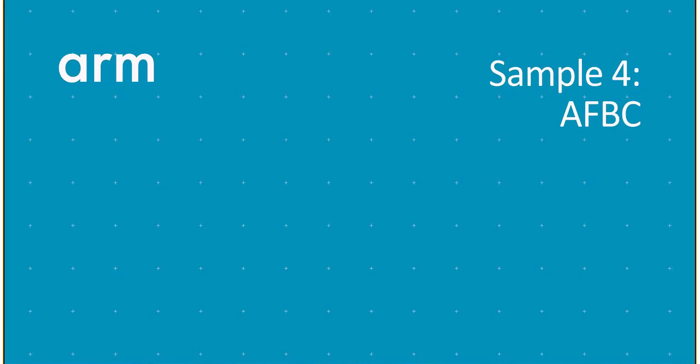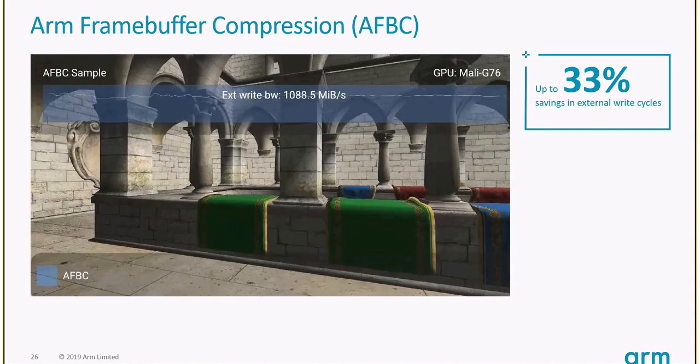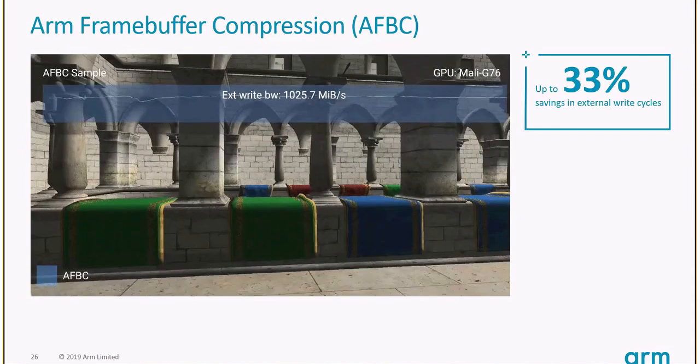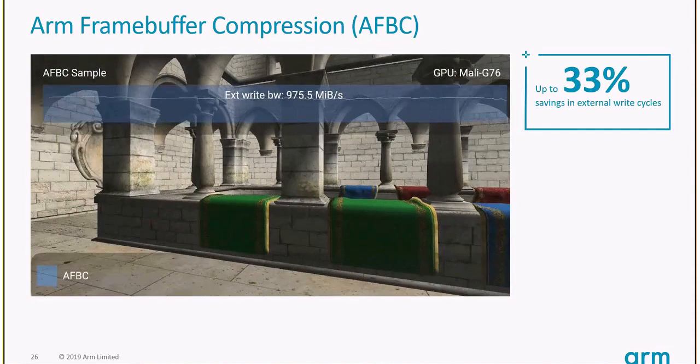Now, I wanted to briefly touch on another sample we have there. This one is Mali specific. It shows the benefits of AFBC, that is our frame buffer compression technology. And as you'll be able to see, when we tick the AFBC box, the external write bandwidth is going to go down. It's around 1 gig per second right now.